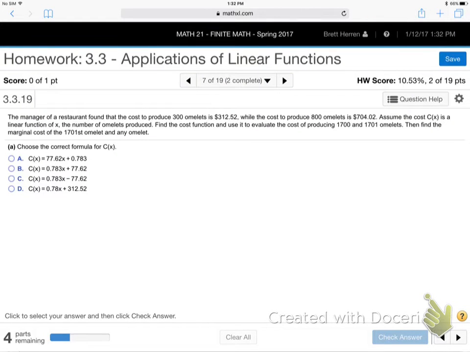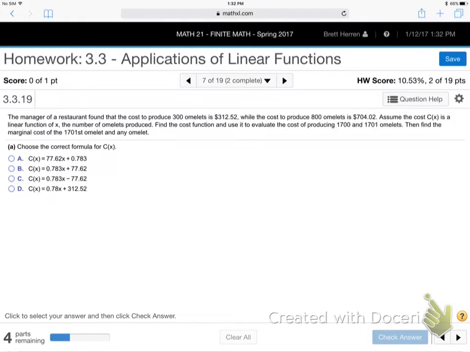Okay, yeah, there it is. Uh-oh, there's nothing. Yeah, it does that every now and then. All right, so give that one a try.